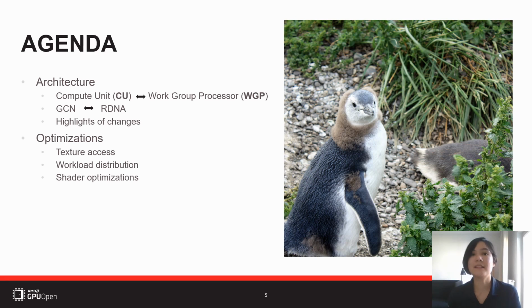The second and bigger part is the optimization part. I will talk specifically about texture access patterns, workload and data distribution, and then some specific shader optimization, where we'll talk about a specific set of shader instructions. First I will talk theoretically about these optimization strategies, and then also give an example of how these optimizations can be applied in a specific use case.